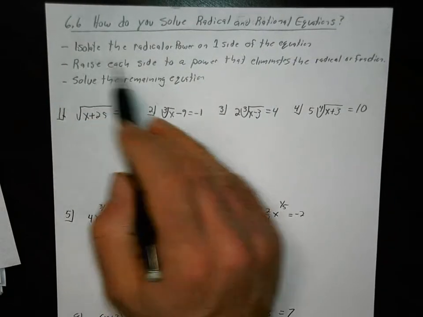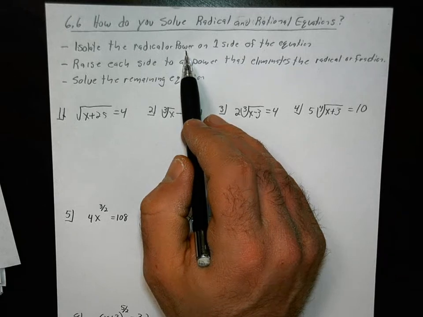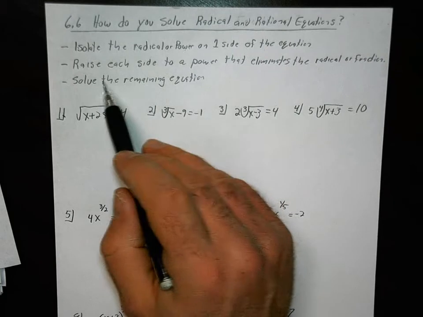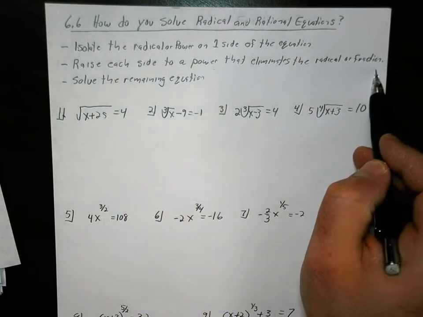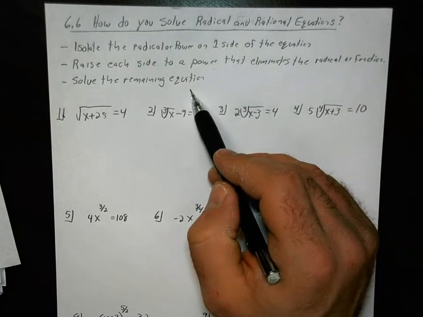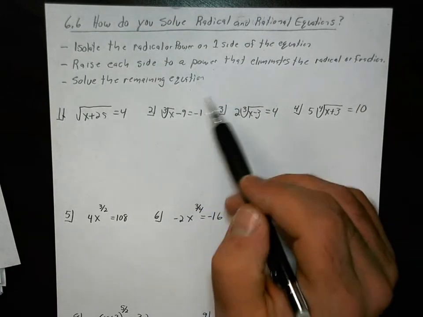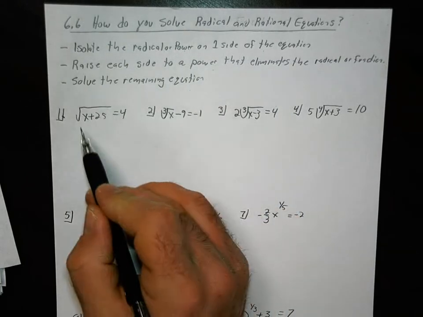So step 1 is to isolate the radical or power on one side of the equation, just like we isolate an x on one side of an equation. Then we raise each side to a power that eliminates the radical or fraction. And then we solve the remaining equation. Okay, so that sounds complicated. Let's look at a couple examples, though it's going to be pretty straightforward.